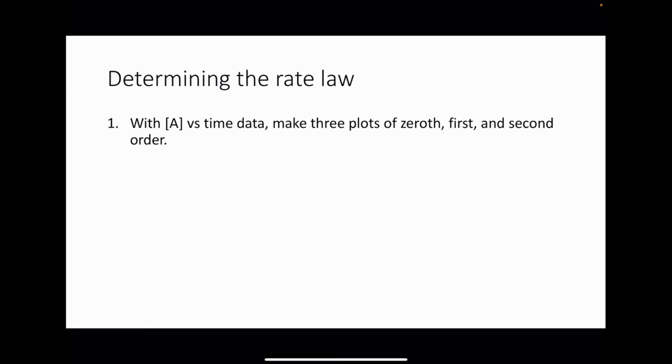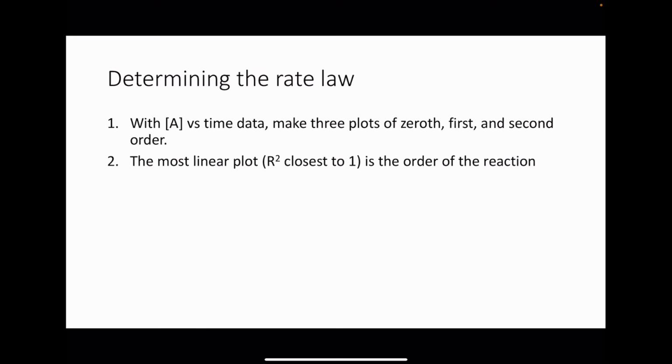So once we've got this data, if we wanted to use the integrated rate law to determine the rate law of a reaction, we just would plot our concentration versus time data for 0th, first, and second order, and then determine which one's the most linear plot, hence the R squared closest to 1. And then that's what we would call the order of the reaction in that reactant A.